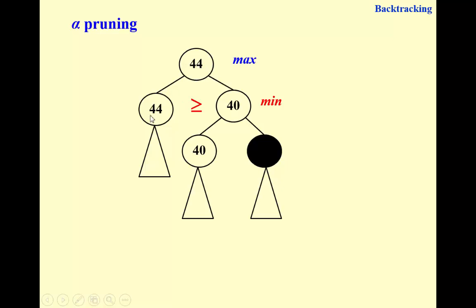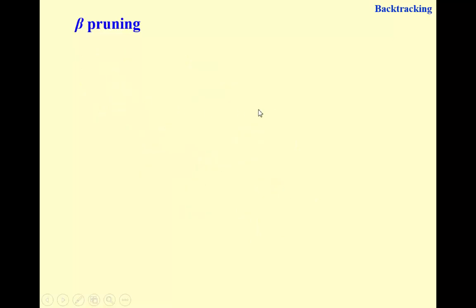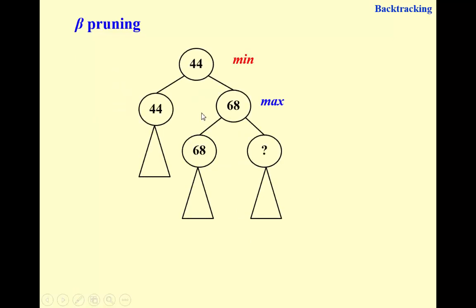And therefore, if we are updating from left to right and realize that at the min level this one is smaller, then we don't have to search this subtree. You can simply cut it. This is alpha pruning. And beta pruning is for the human. It's in this situation. If we are trying to make a decision for the min level, and we have completed searching this branch and updated the current minimum number to be 44, and then in the next branch, we have already updated this max number to be 68.